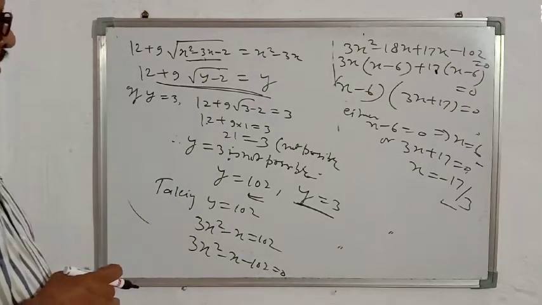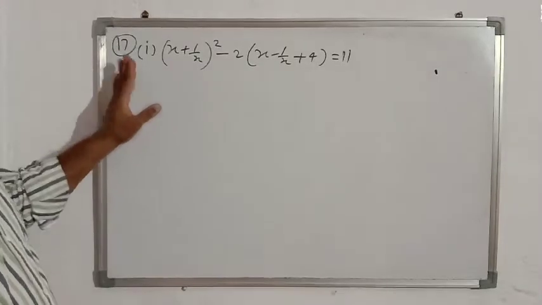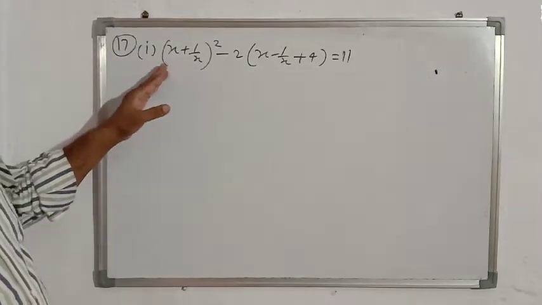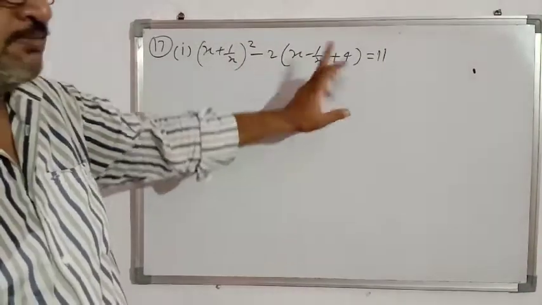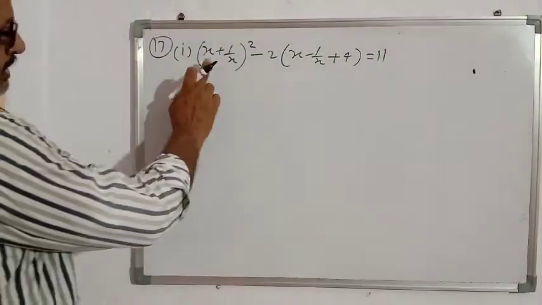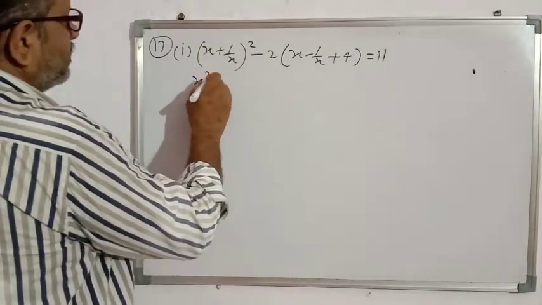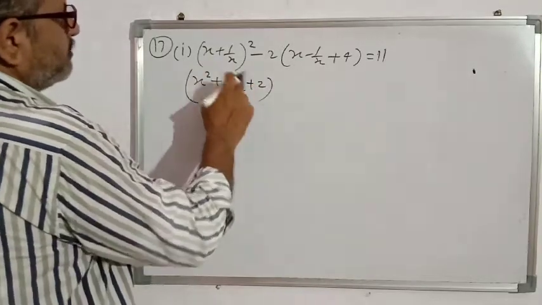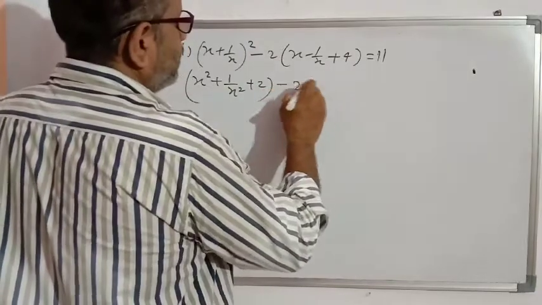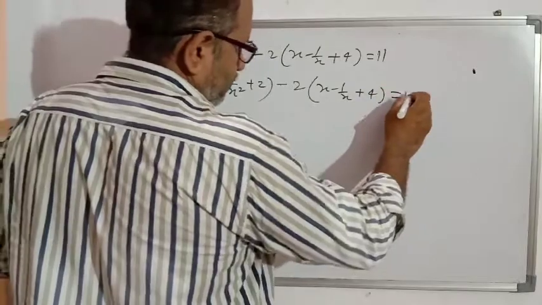Now I am going to take the last question of this exercise, question number 17. See the last question, 17 first. (x plus 1 by x) whole square minus 2 times (x minus 1 by x plus 4) is equal to 11. Expand it using (a plus b) whole square. What will we get? x square plus 1 by x square plus 2, a square plus b square plus 2ab, minus 2 times (x minus 1 by x plus 4) is equal to 11.